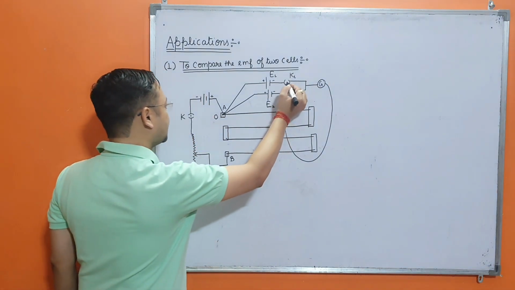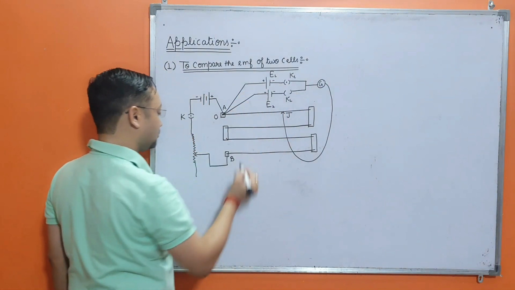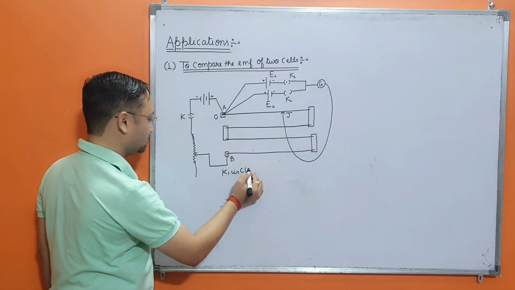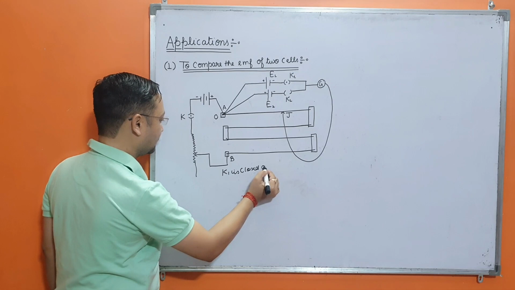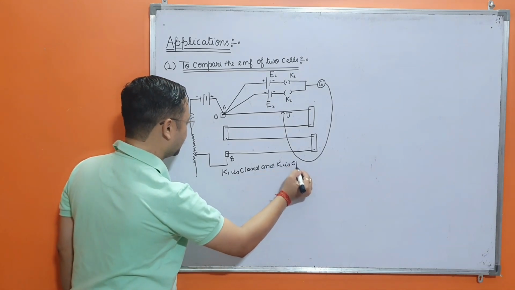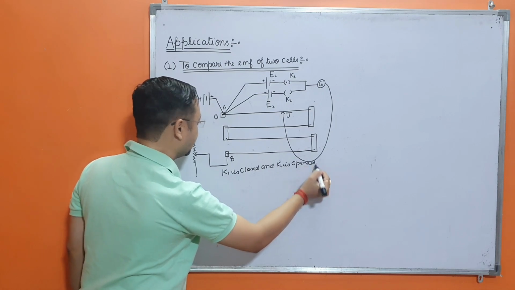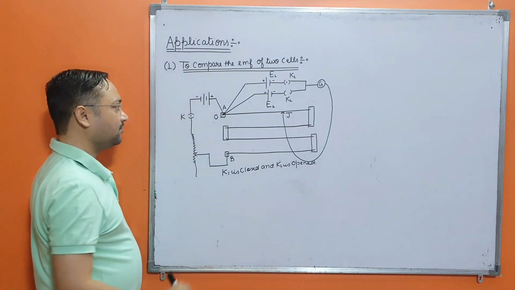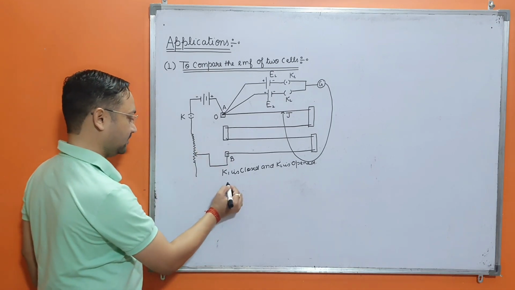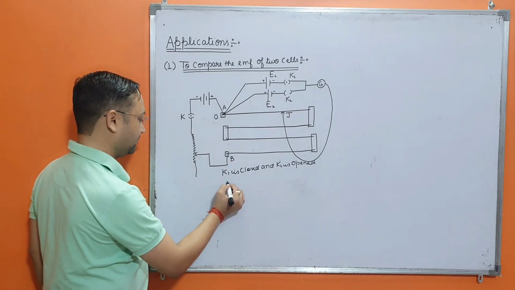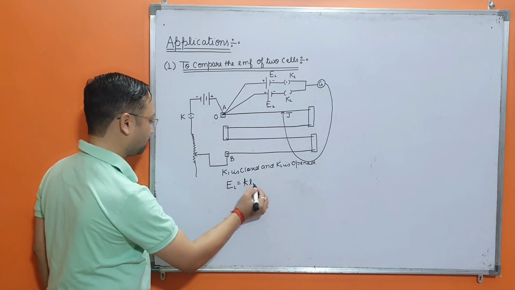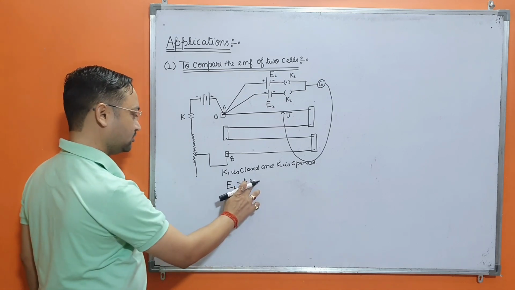In the first situation, let key K1 is closed and K2 is open. We are finding the EMF of the cell at the length L1, and therefore the EMF of the cell will be E1 equals KL1.